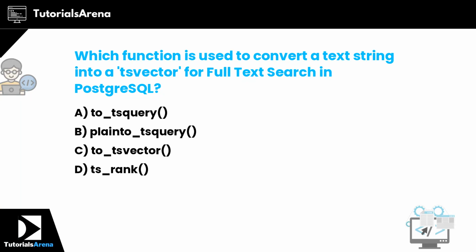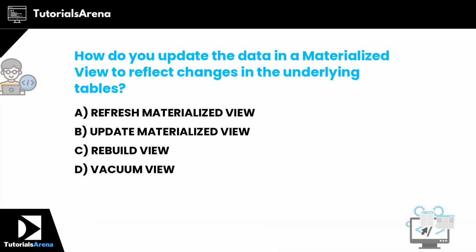Which function is used to convert a text string into its vector for full text search in PostgreSQL? The correct answer is option C, to_tsvector. How do you update the data in a materialized view to reflect changes in the underlying tables? The correct answer is option A, refresh materialized view.